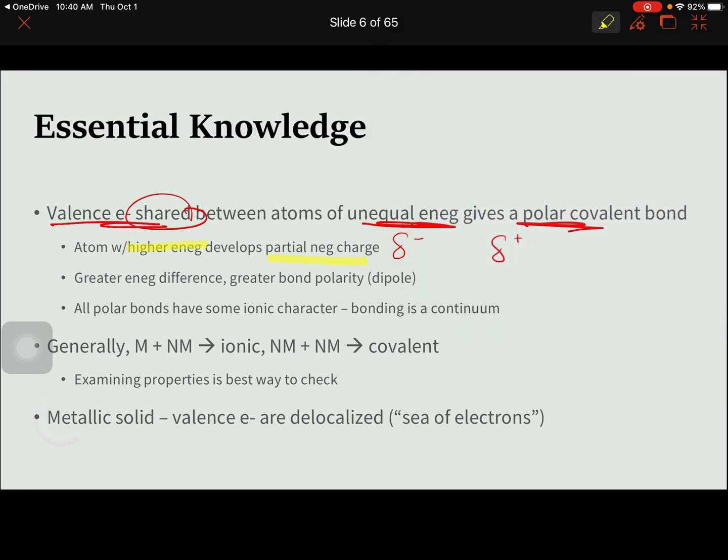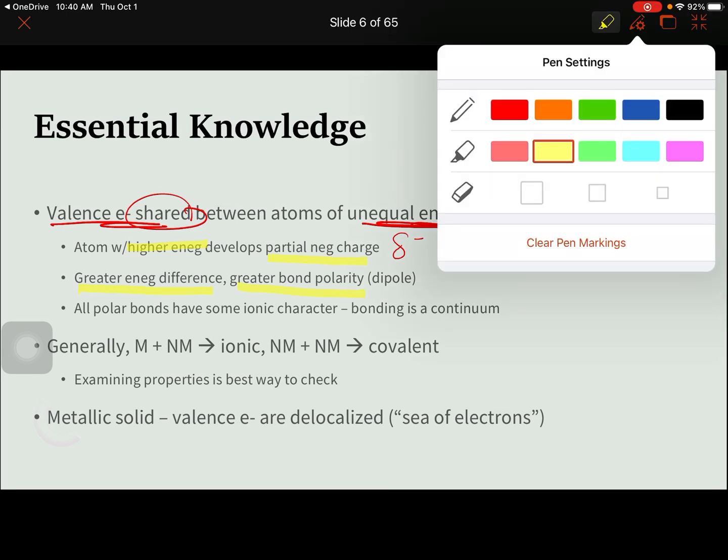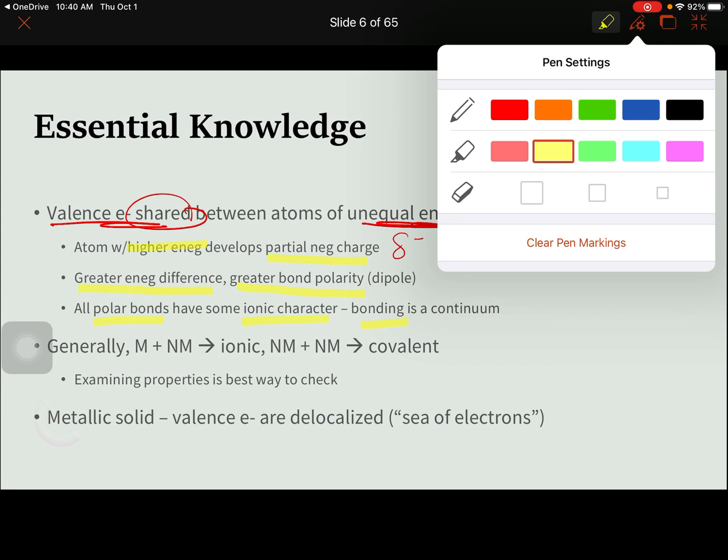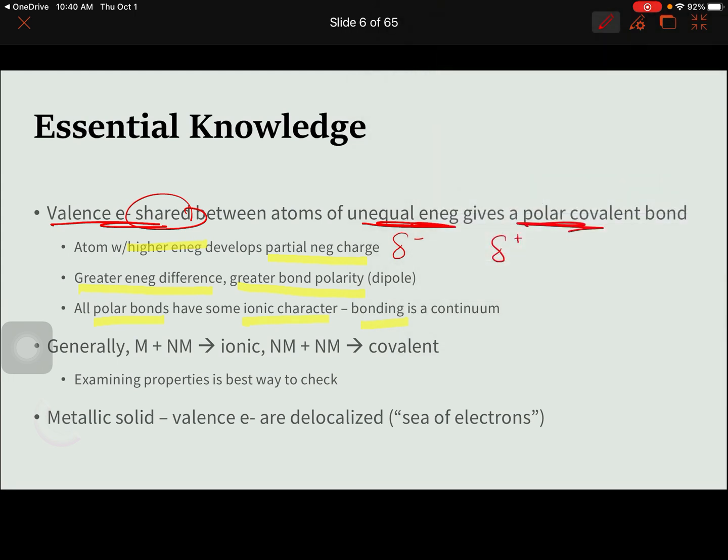This is important. The greater the electronegativity difference, the greater the polarity of the bond, because that's a more unequal distribution of the electrons in that tug of war. And the thing you need to remember is that all polar bonds have some sort of ionic character to them. Bonding is a continuum. There's no cutoff of where polar covalent bonds end and where ionic bonds begin. Same thing with the non-polar to polar line.